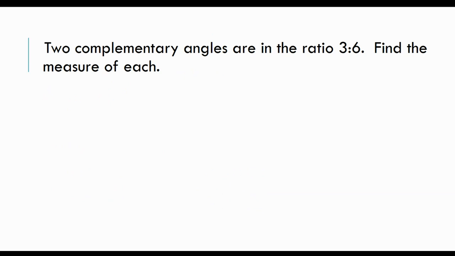Let's look at a couple of word problems. So it says two complementary angles are in the ratio of 3 to 6. We want to find the measure of each. So remember, anytime I have a ratio, I want to think of that as a 3x, and I want to think of this as a 6x. So if we have complementary angles, remember, complementary means that two angles add up to 90. That's the equation I'm going to set up.